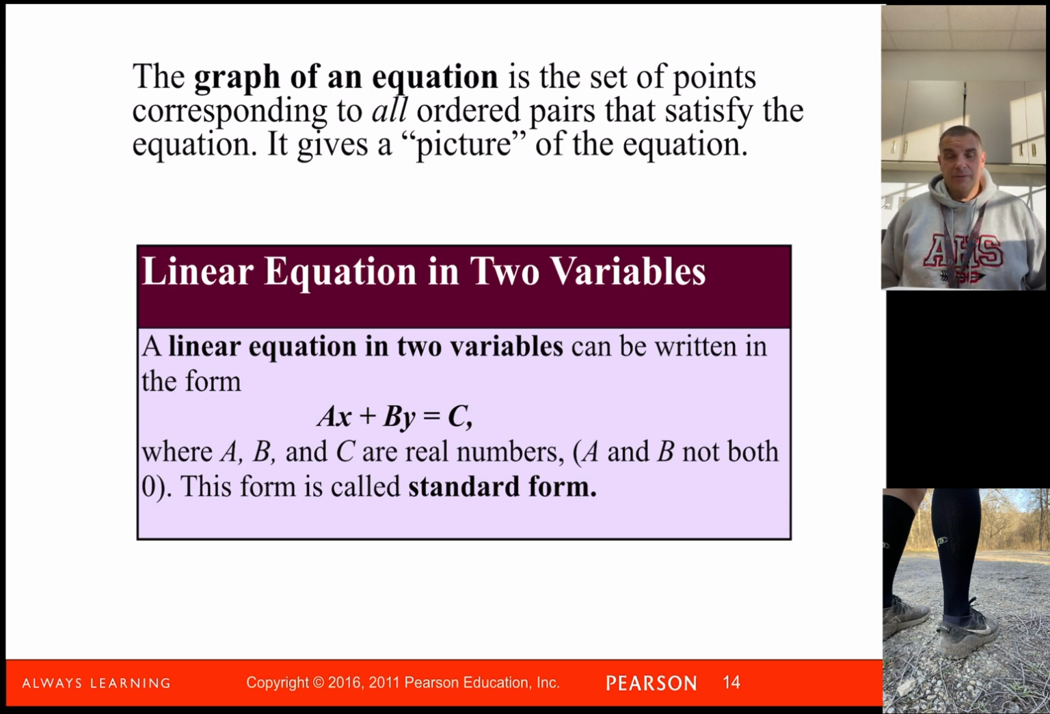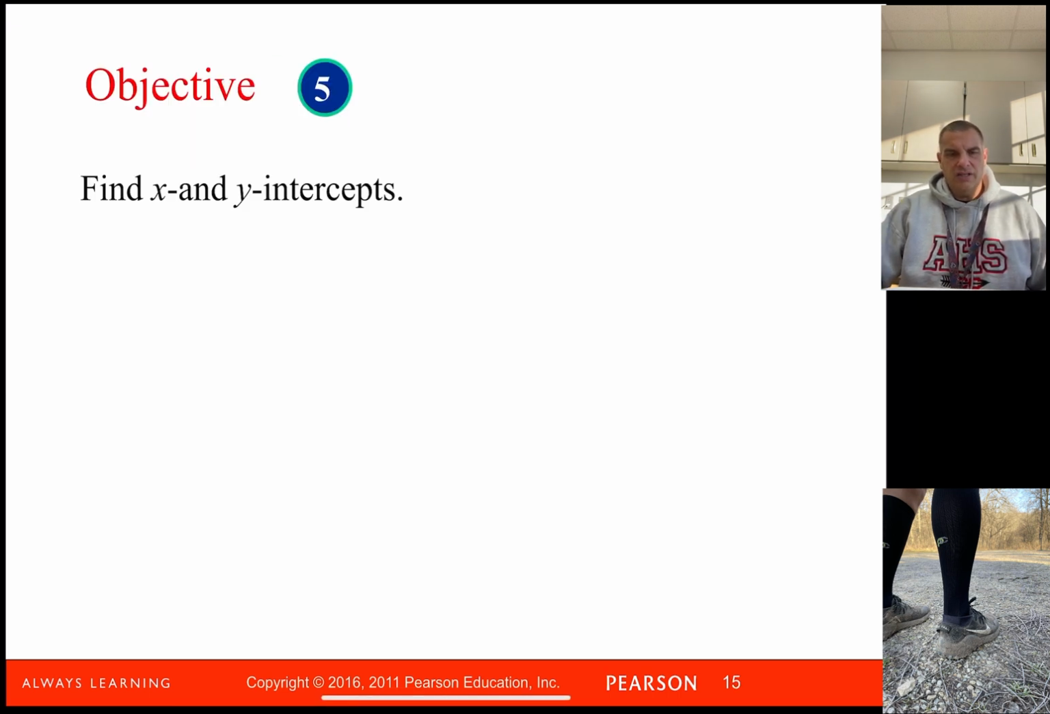So if something is linear, linear equations in two variables are anything, and we've talked about this, anything in the form of ax plus by equals c. This is essentially what we call standard form of an equation of a line. A, b, and c are real numbers, and both a and b cannot be 0. Again, this is called a standard equation of a line.